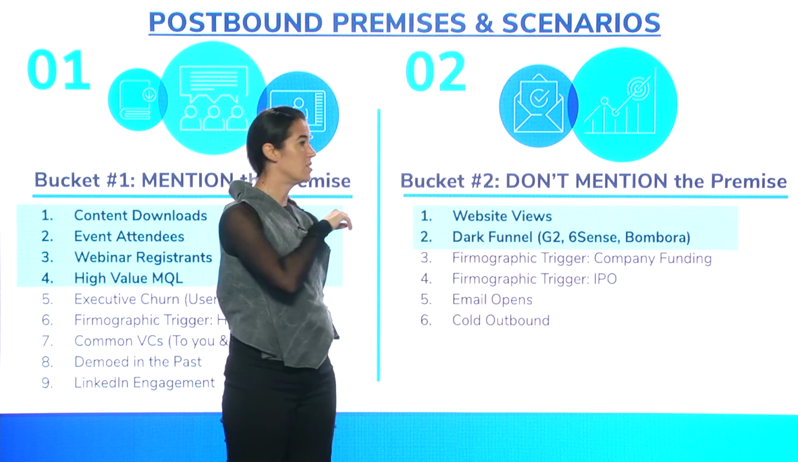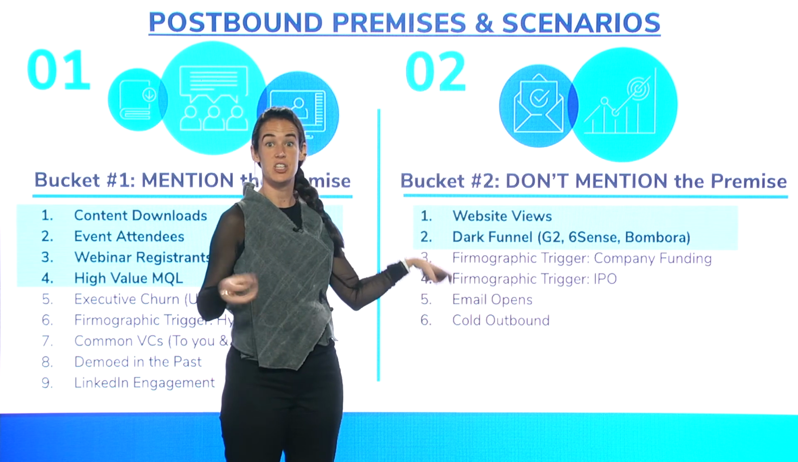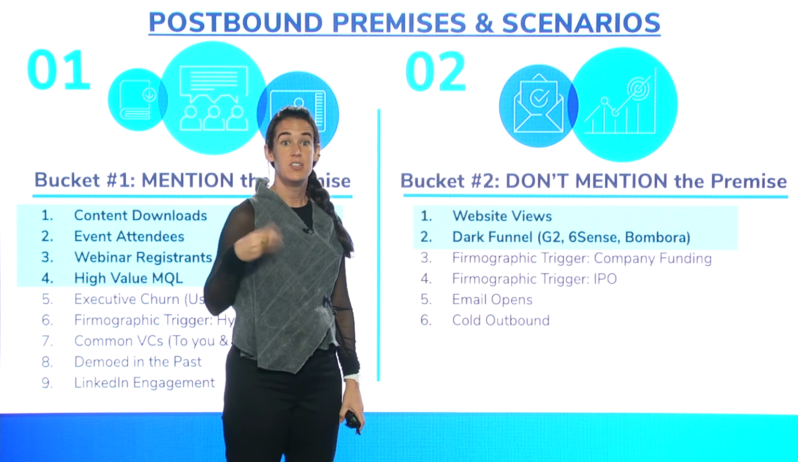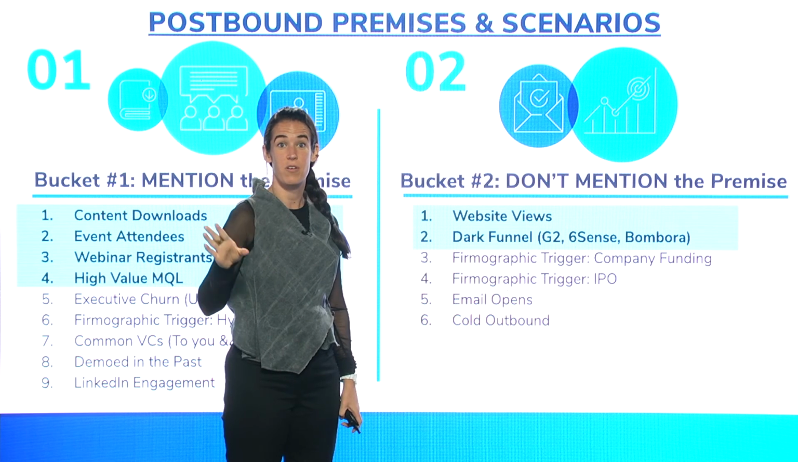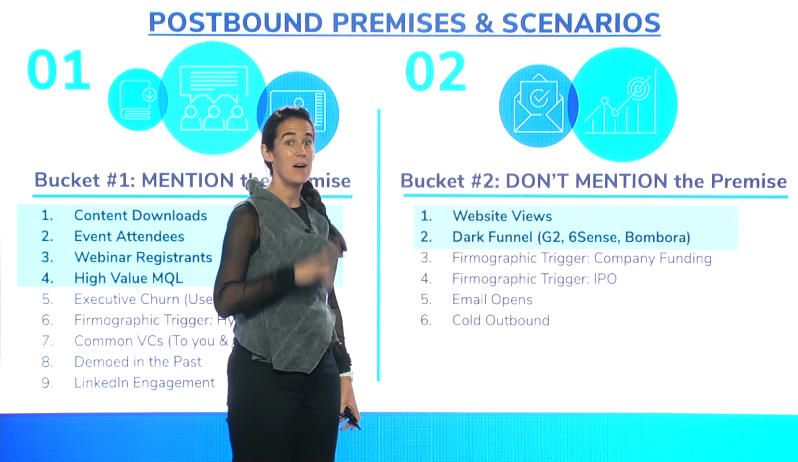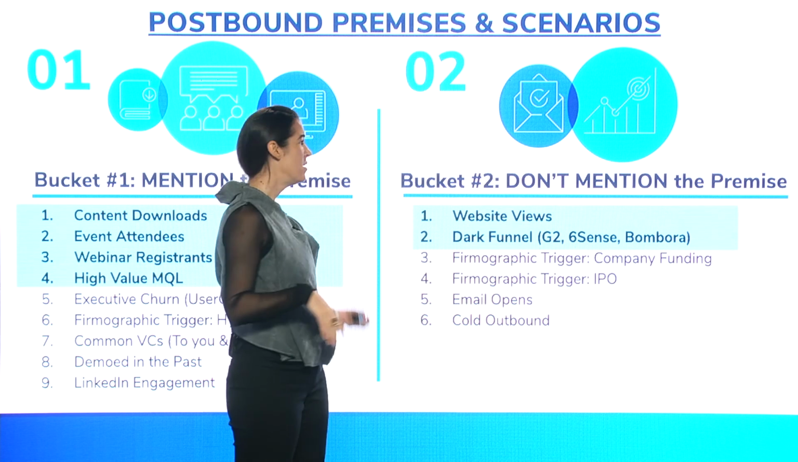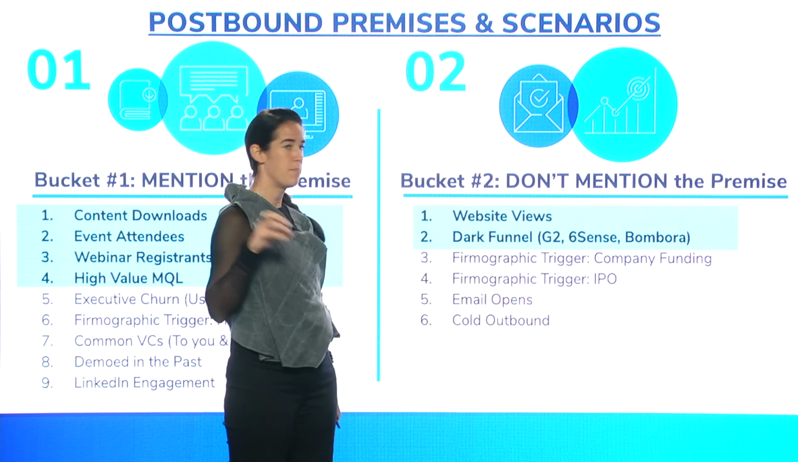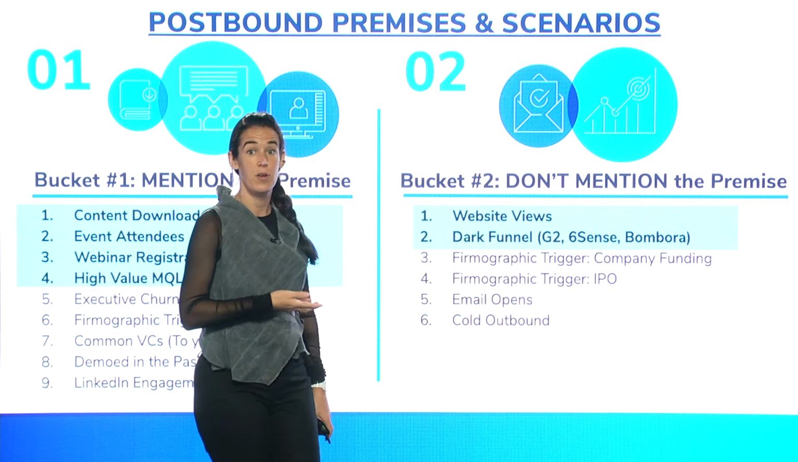Bucket number 2 is where I wouldn't mention the premise. So we have website views, dark funnel leads like G2, 6Sense, and Bombora. G2 in specific is really good. If people are looking for reviews on your software, which they're doing now more than ever, G2 can feed that lead back to you, or at least tell you what company was researching. Firmographic triggers like company funding, IPO, email opens, and then I have cold outbound here.